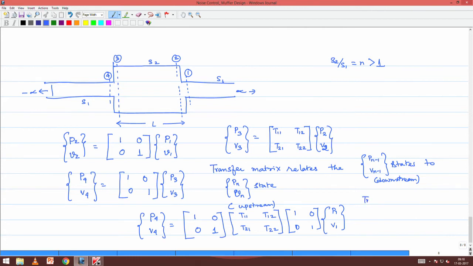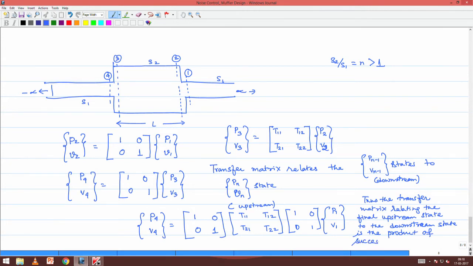So, thus the transfer matrix relating the final upstream state to the downstream state is the product of successive transfer matrices. Okay. That is the key simplification that will happen.